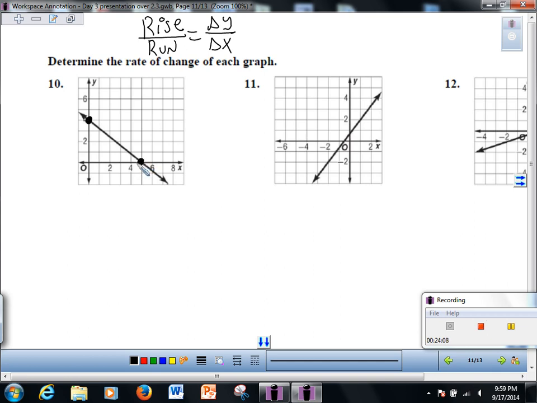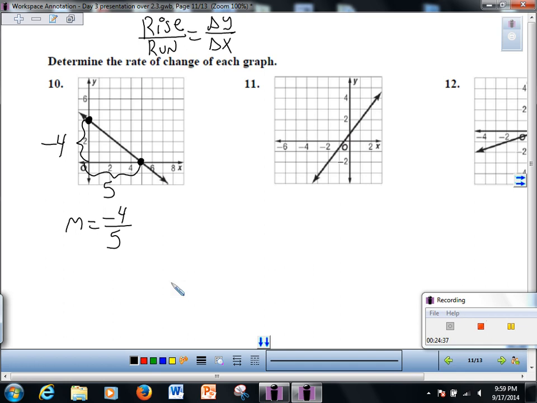Watch how easy it is to find this slope. Rise over run, 2 ways. If you look here, how many units are you going down? You're going down 4 units. Now, how many units are we going over? We're going over 5. So my slope is negative 4/5.